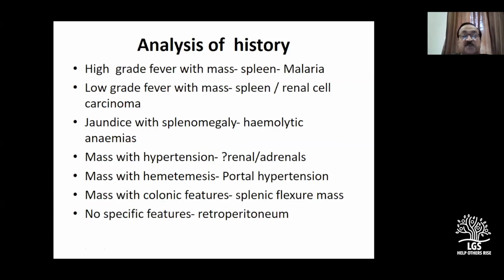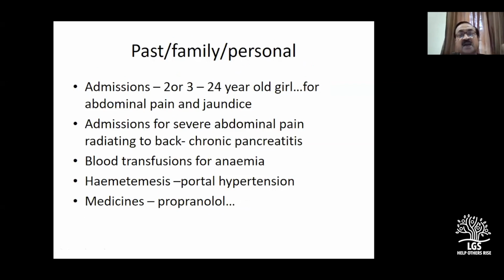I already mentioned a few of the points here, on how you analyze the history. I have my patient with fever and mass. So is it malaria, or do we have other conditions which I already mentioned to you? If the patient has colonic features, as I mentioned, increasing constipation, obstruction, think: am I dealing with carcinoma of the colon? So history taking is not difficult, but you need to apply it, starting from the age of the patient and going with the symptoms. We have already mentioned in the last classes the past, family, and personal history together.